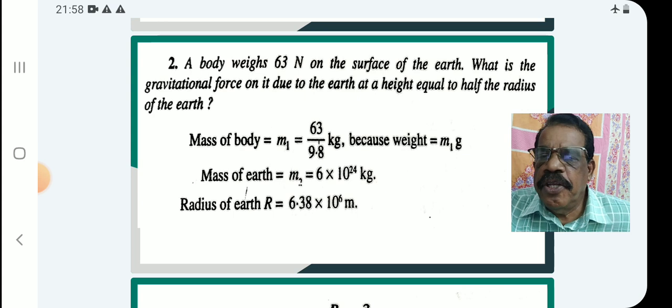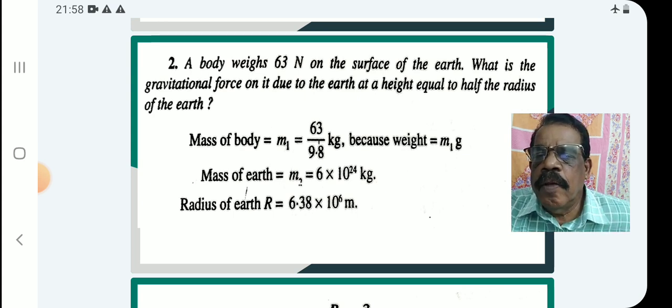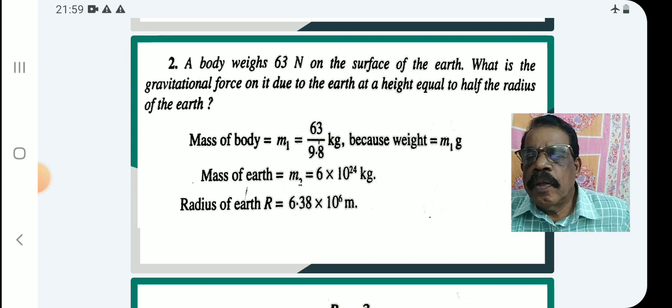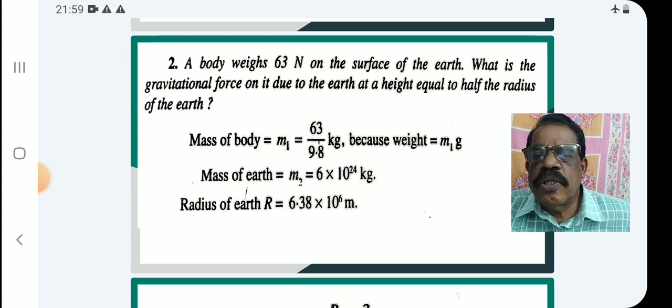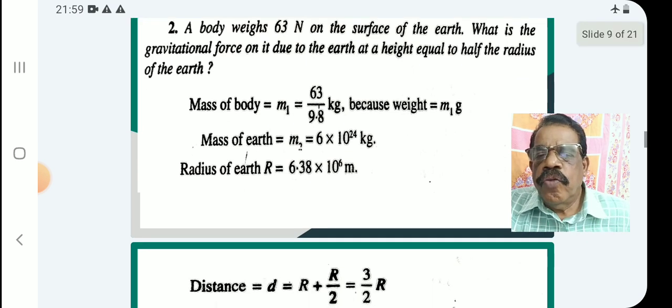So since weight is given, we can write the mass of the body. Mass of the body M1, that is mass on the surface, is 63 by 9.8 kilogram, because weight is equal to M1 g. Mass of Earth M2 is 6 into 10 raised to 24 kilogram, that you assume. Radius of Earth is 6.38 into 10 raised to 6 meter, or we can take 6.4.